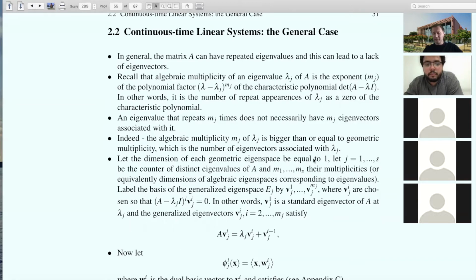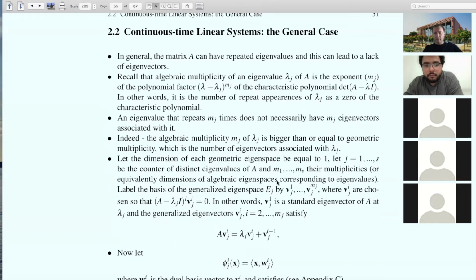So now we're going to make a simplifying assumption and say each geometric eigenspace is equal to 1. So we have just one eigenvector. And then J goes from 1 to S. That's going to be counting distinct eigenvalues of A. And M1 to MS are their multiplicities. So S is less than or equal to N, the whole dimension of the state space.